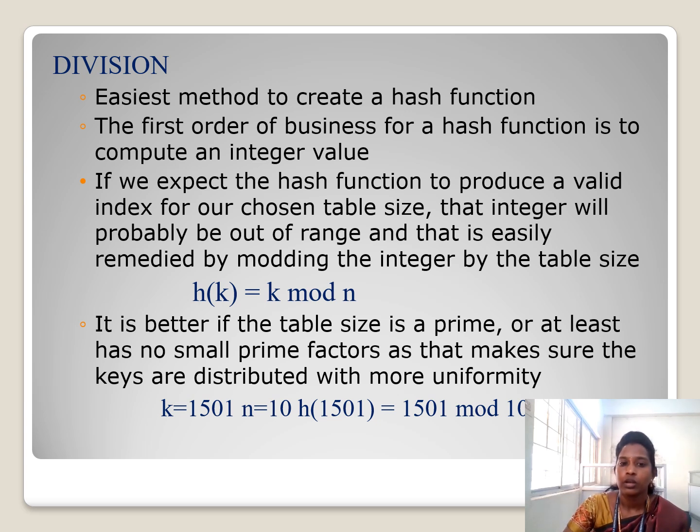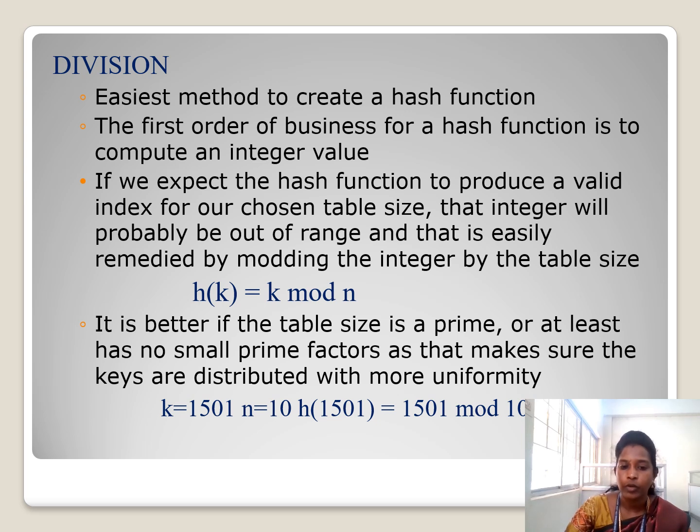The first order of business for the hash function is to compute an integer value. Based on this formula, h(k) = k mod n, k is the key value which is given to us and associated with the value, and n is the table size. We have to mention the table size and perform the calculation based on this formula. According to this, we will get an index value, and in that index we are going to store that particular key.